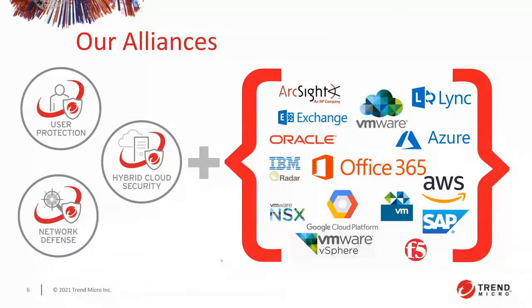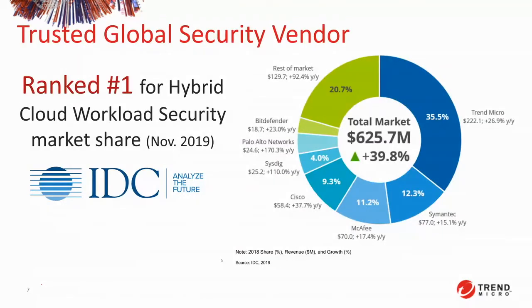Our alliances are ArcSight, VMware, LogRhythm, Microsoft Exchange, Oracle, IBM QRadar, and Office 365, which is our topic today, and extra alliances, as you can see. Finally, we are going to talk about... I'm so sorry for running fast, because we need to make this session as light as we can and informative as well. So this is how Trend Micro globally is presented in market share.